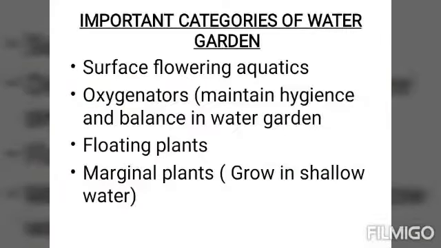Some of the important categories of plants of water gardens are surface flowering aquatics, and oxygenators, which maintain hygiene. The oxygenator plants are those plants which maintain the hygiene and balance in a water garden. Third is floating plants, and lastly the marginal plants, which grow mostly in shallow water. So these are the four important categories of plants of a water garden.